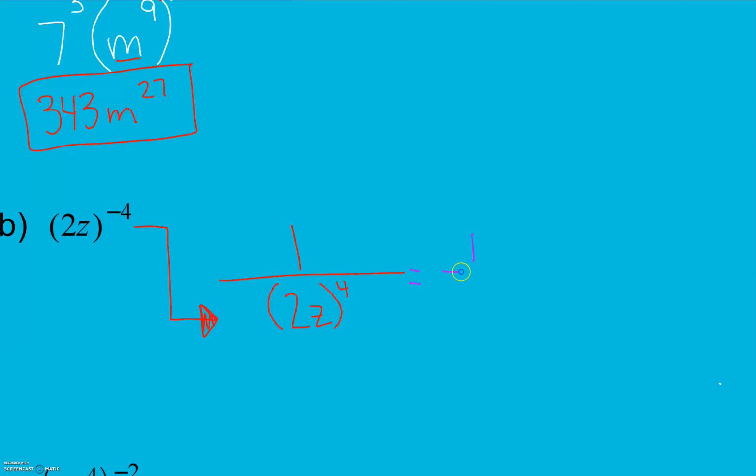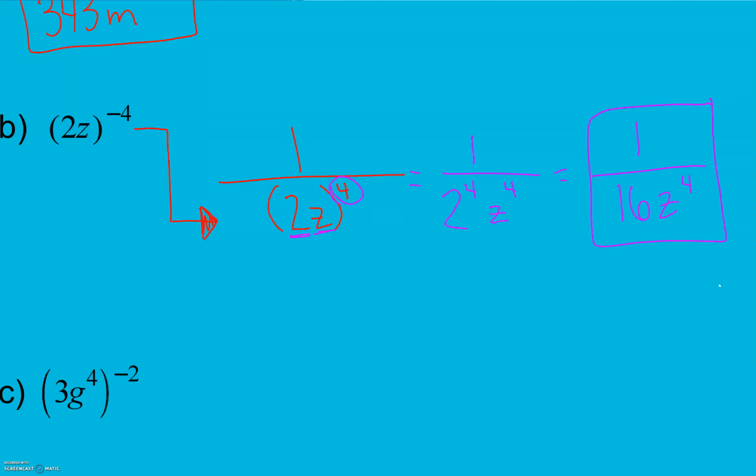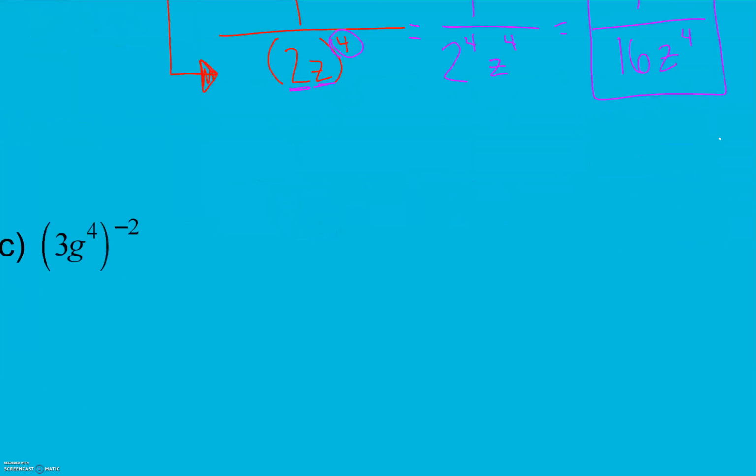Now, I'm going to rewrite this so that each base gets my exponent. And now I can actually take 2 to the 4th power, which is again 2 times 2 times 2 times 2, or 16, z to the 4th. And those are both in my denominator because my entire expression was to the negative exponent. Feel free to pause here and give C a try if you'd like.